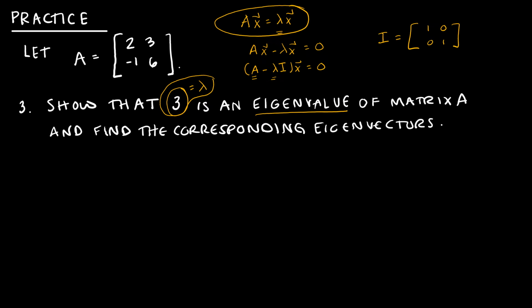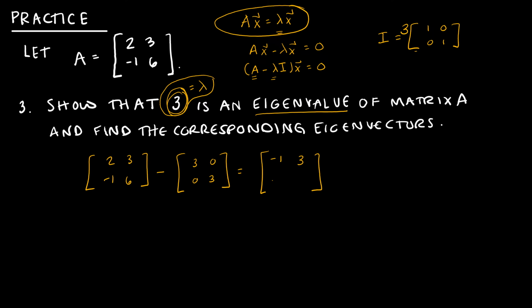So here's how this is going to work. I'm going to take A, which is 2, 3, negative 1, 6, and I'm going to subtract lambda, which is 3, times the identity matrix. So I'm going to take 3 times the identity matrix and get 3, 0, 0, 3. And I'm going to subtract this. So 2 minus 3, negative 1. 3 minus 0 is 3. Negative 1 minus 0 is negative 1. 6 minus 3 is 3.